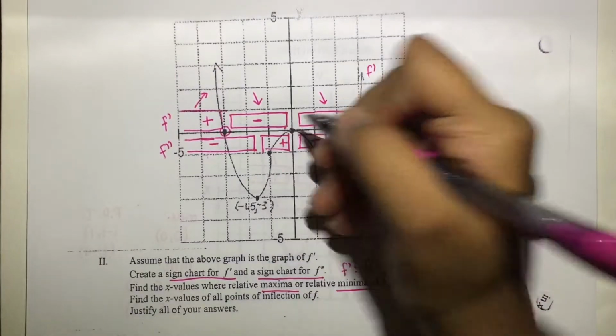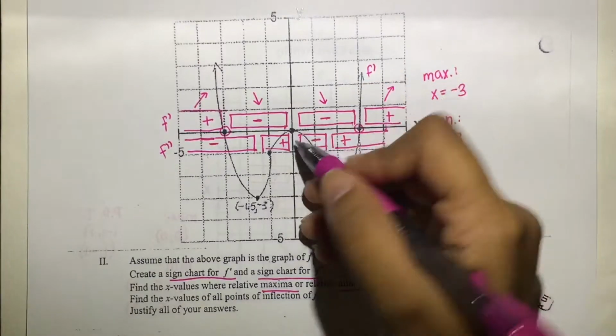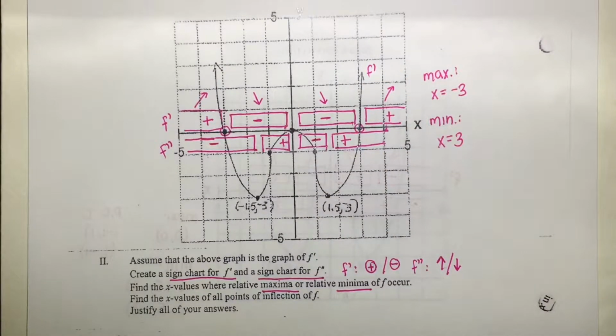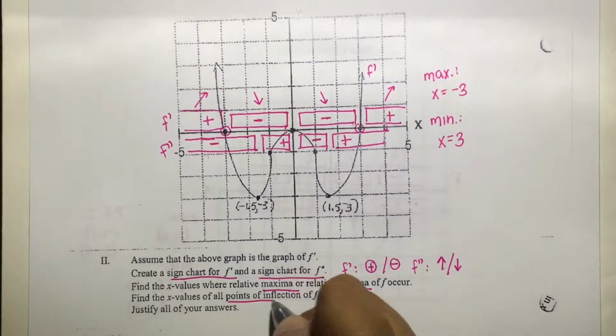Note that at x equals 0, there is a plateau because the graph goes decreasing and then remains decreasing. It does not change from increasing to decreasing.